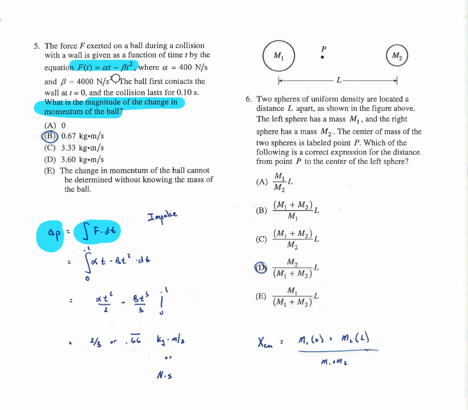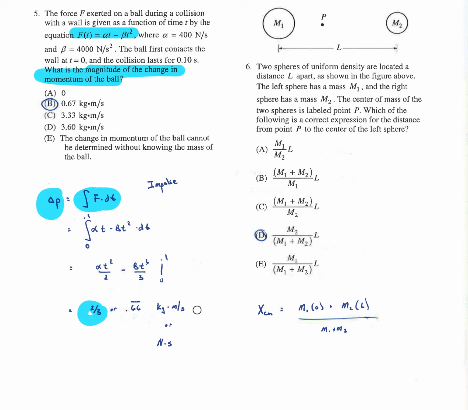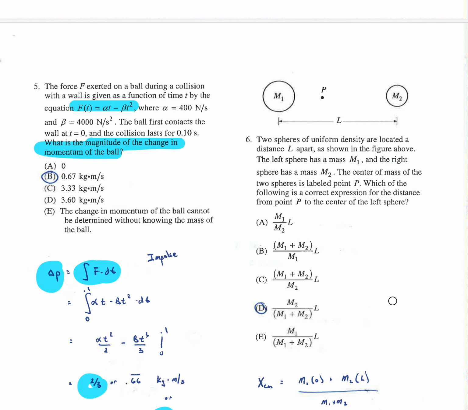So I'm integrating alpha t minus beta t squared. And I just do power rule, and then I evaluate it from 0 to 0.1. And I get that amount. That's the change in momentum, which is the impulse. The units would be the units of momentum, which is just kilogram meter per second, or often with impulses, they use Newton seconds, because it's applying a force for a certain amount of time, causing a change in momentum.